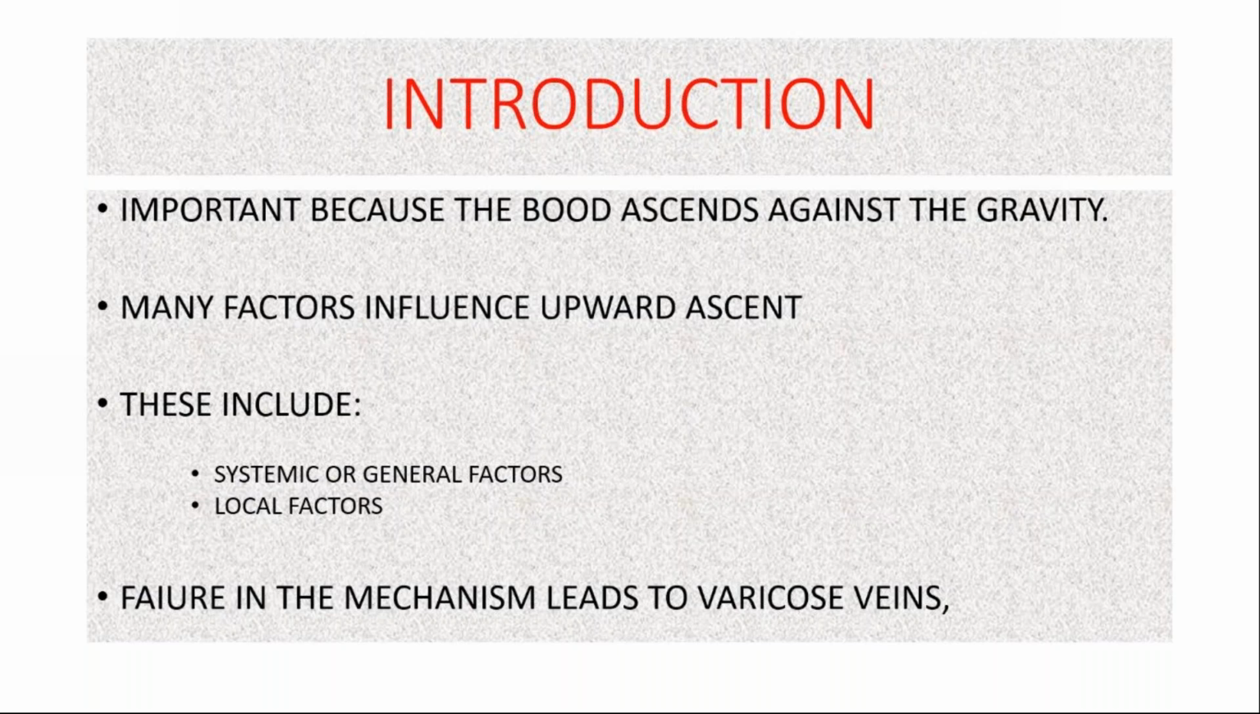And then there are many factors which influence its upward ascent against gravity, and these include systemic or general factors, or local factors. And if the mechanism of upward ascent fails, it can lead to what is called varicose veins.